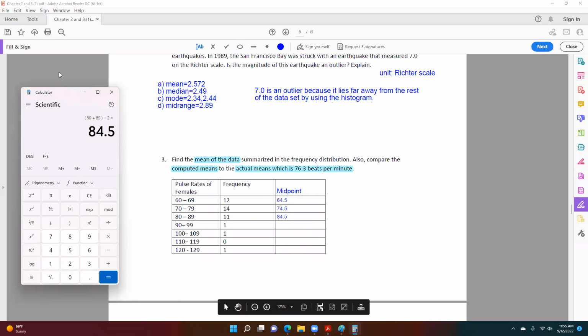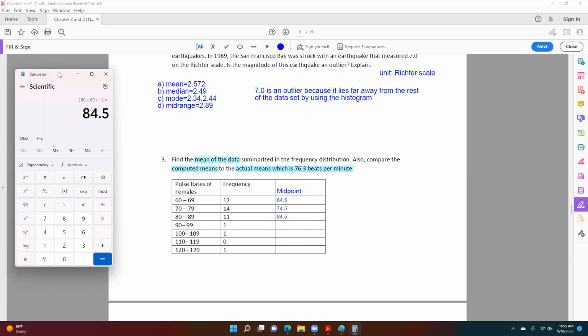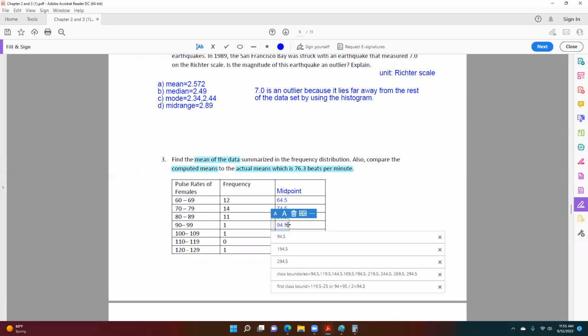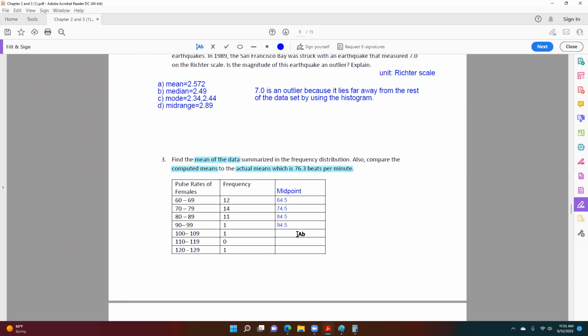Please make sure you know that your calculator is a machine, so you are the one that tells the calculator what to do. Your calculator does not think. It just says, all right, here's your answer. So just follow PEMDAS. Okay. So the next one is 94.5, and then the next one is 104.5, and then 114.5, and then the last one. So these are your midpoints in this case.